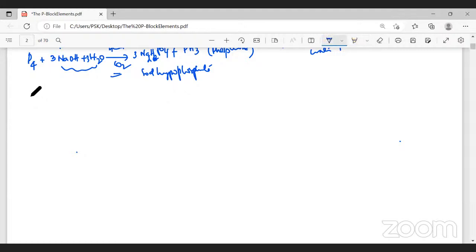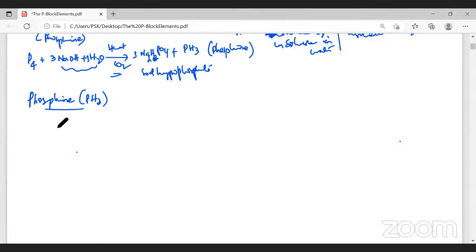Now, coming to phosphine. This phosphine has the molecular formula PH3. How is phosphine prepared? Now, there are many methods of preparing phosphine. The first method is by the reaction of calcium phosphide.